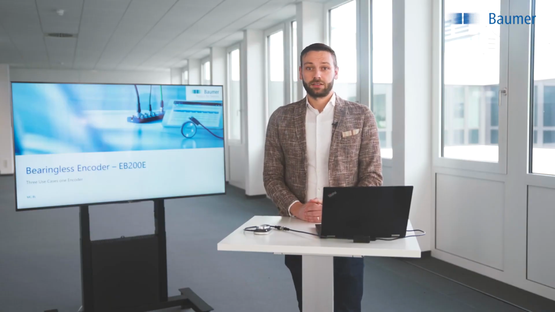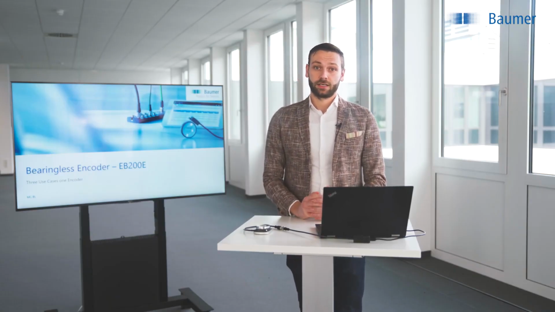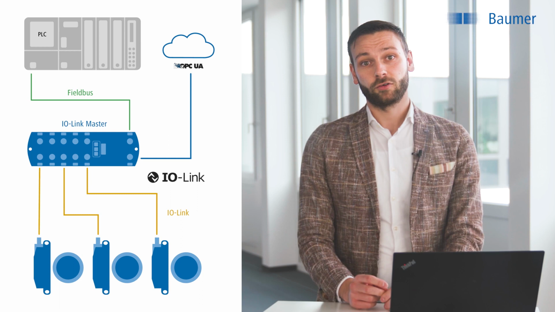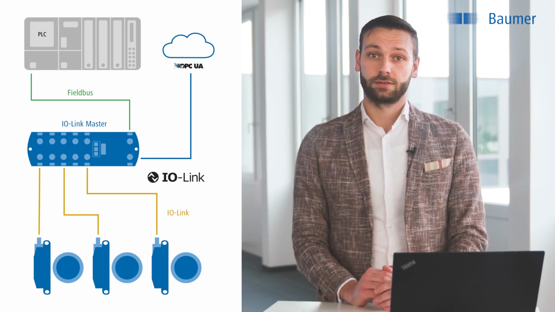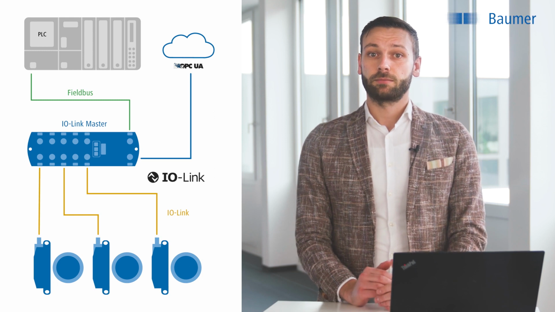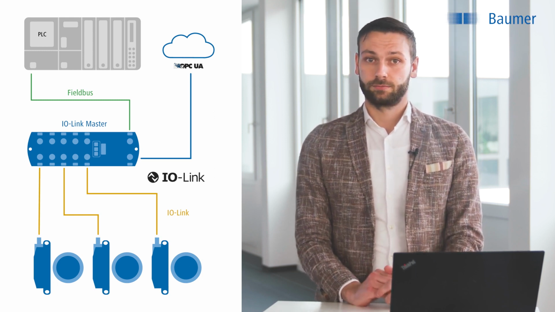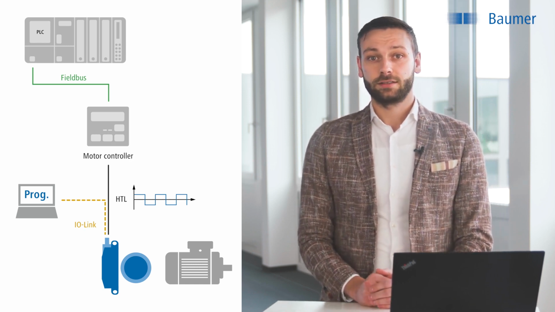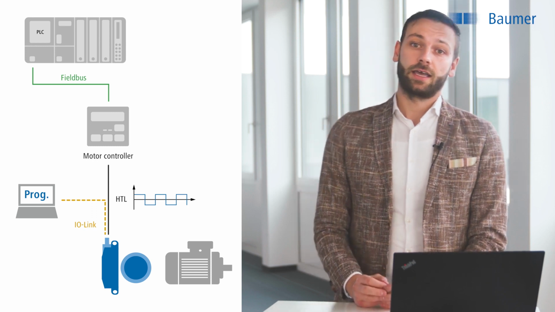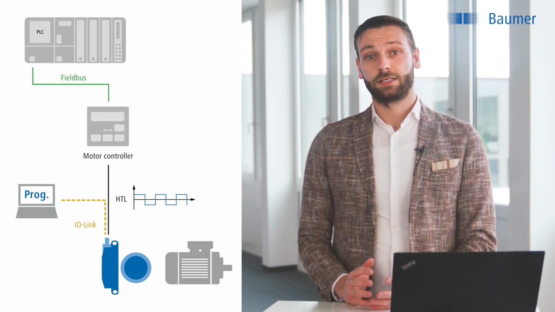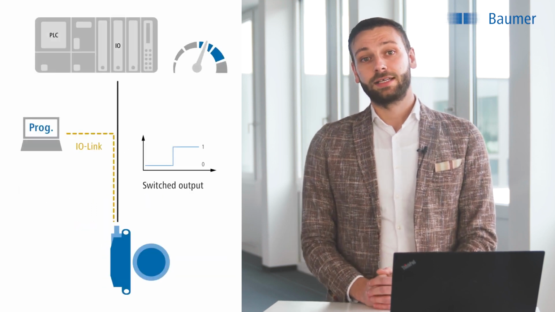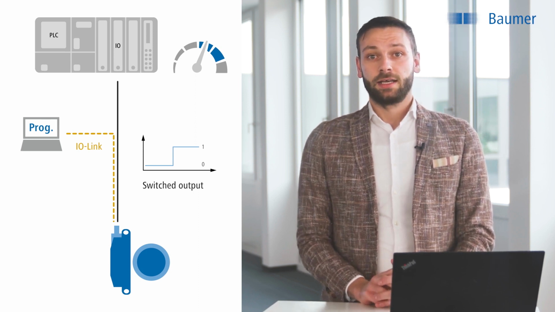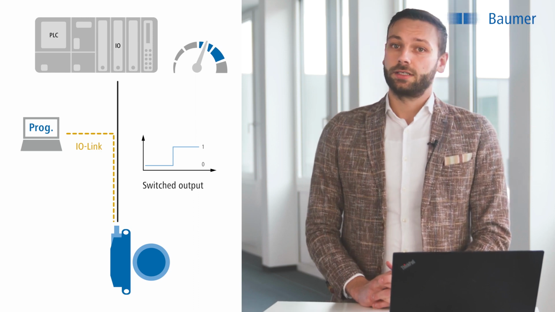In addition to the general advantages, the EB200E is an extremely flexible encoder that offers 3 use cases in one product, thanks to the IO-Link interface. The first use case is the IO-Link encoder, where the EB200E is connected to an IO-Link master, and from there to the PLC. The second use case is the programmable incremental encoder, where it is connected to the motor controller via the HDL signal output, and from there to the PLC. Number 3 is the speed monitor, where it is connected directly to the digital I/O of the PLC, standalone without any further signal evaluation needed.